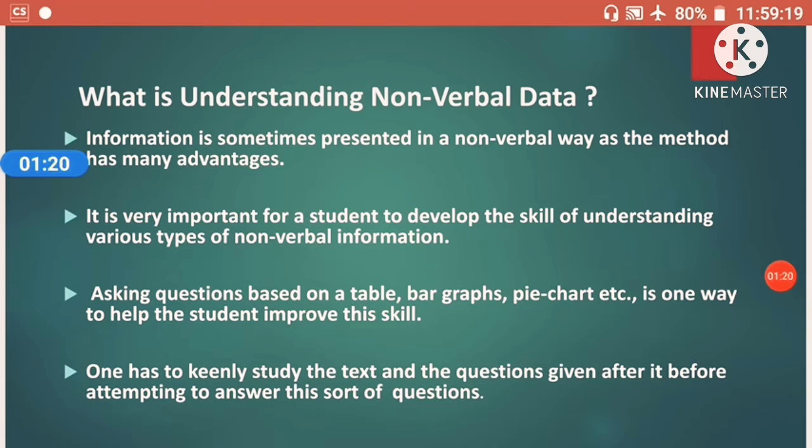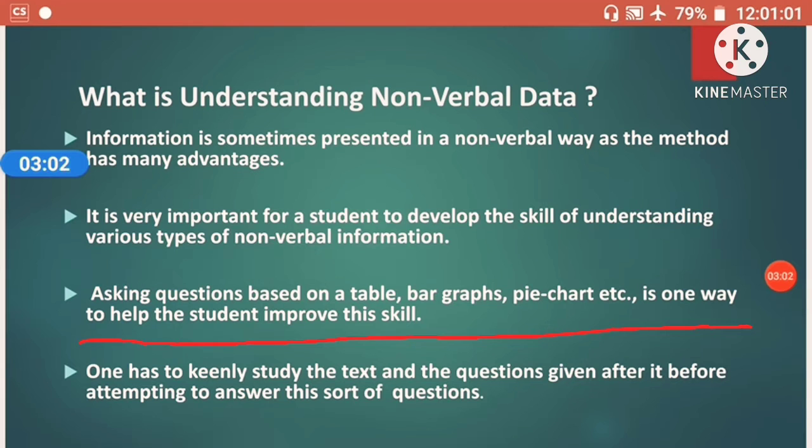So dear children, what is understanding non-verbal data? What is non-verbal data? How can we understand non-verbal data? Information is sometimes presented in a non-verbal way as the method has many advantages. It is very important for a student to develop the skill of understanding various types of non-verbal information. Then the examiner will ask a question based on a table or a bar graph or a pie chart, etc. And it is the only way to help the student improve this skill.